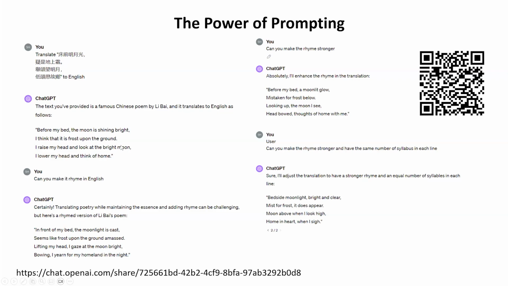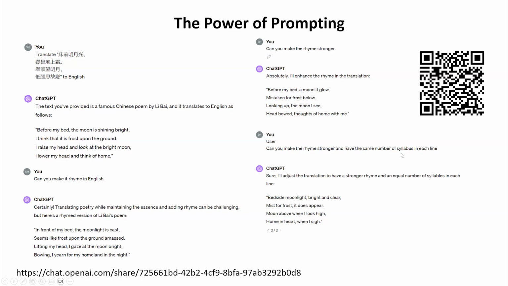But it doesn't really rhyme too well. So I asked it to make it rhyme better, and it did, but the rhyme is not so strong. So I asked it to make it stronger, and you see that it's using different words, and it's actually quite good.